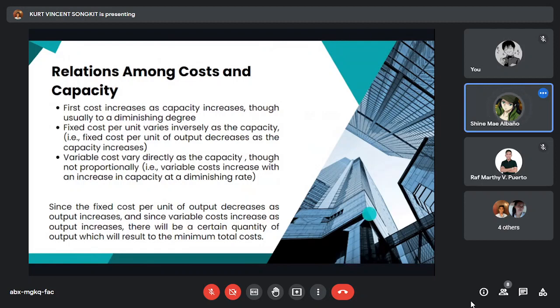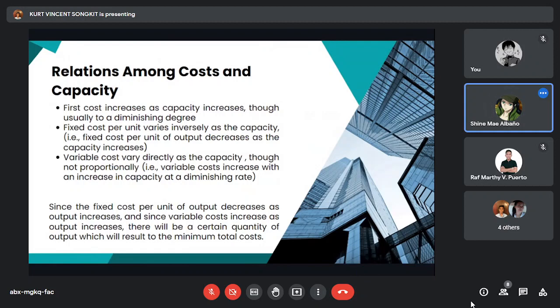For instance, the first cost of a motor with two times the capacity of another is typically not twice as high as the first cost of the smaller motor. Another example, the cost of a building does not rise in proportion to the number of stories added. The basic relation between cost and capacity is that fixed cost per unit varies inversely as the capacity. As capacity increases, the fixed cost per unit of capacity decreases.